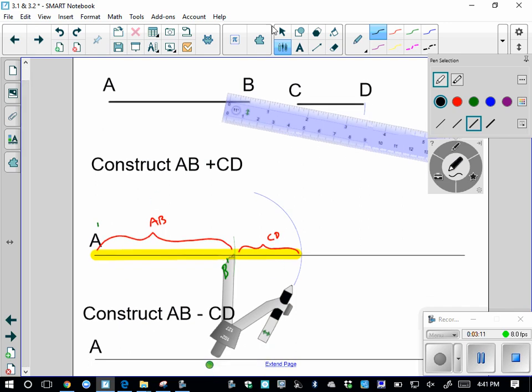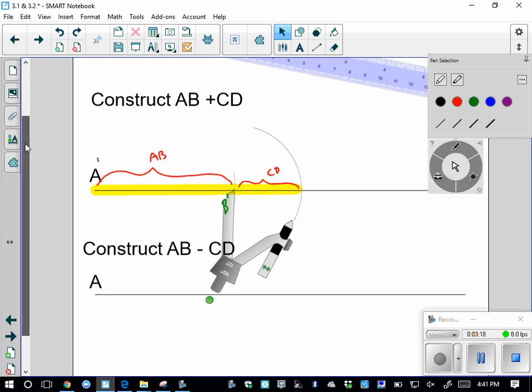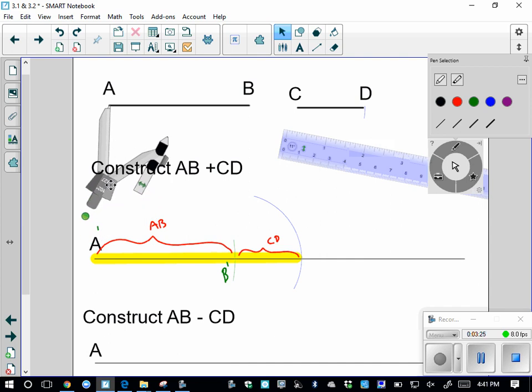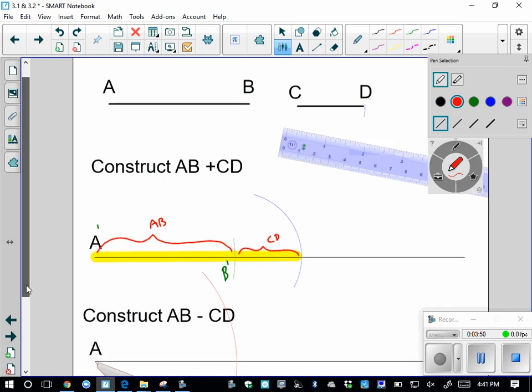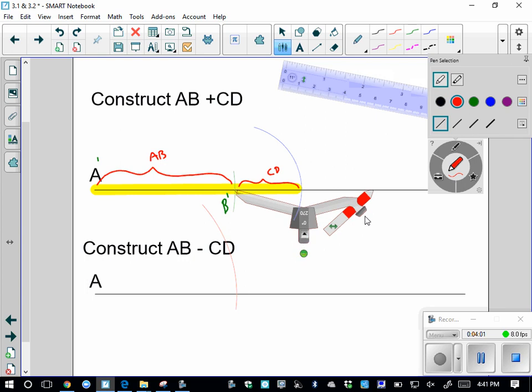So the problem below is similar, AB minus CD. So the only difference is you start the same. You open up your compass to AB, and mark off that length. And then you mark off the length of CD, and I'm going to use this here because I already figured it out, and that way I don't have to move the paper back and forth for you to see.